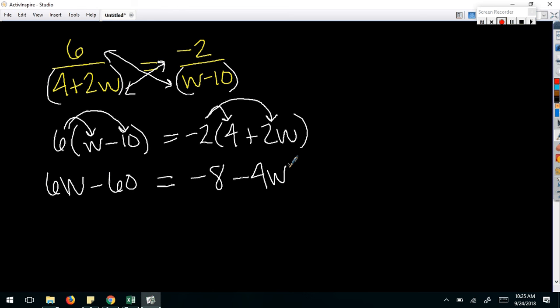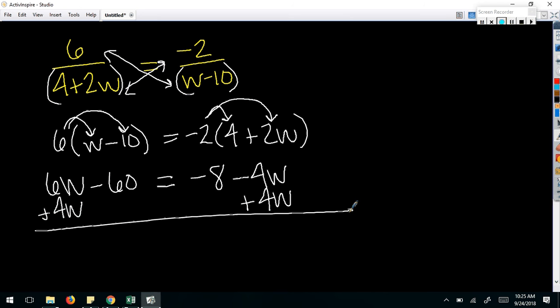We have to get the W's together. So, the smallest of the W's is the negative 4W. So how do I get it from the right to the left? You would add it. Exactly right, because it's a negative. 6W plus 4W is 10W. And the 4W's are gone. Okay?